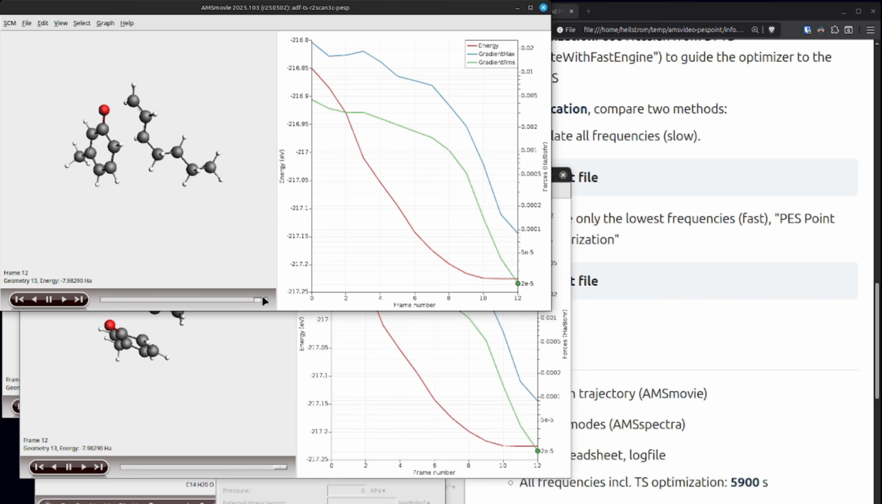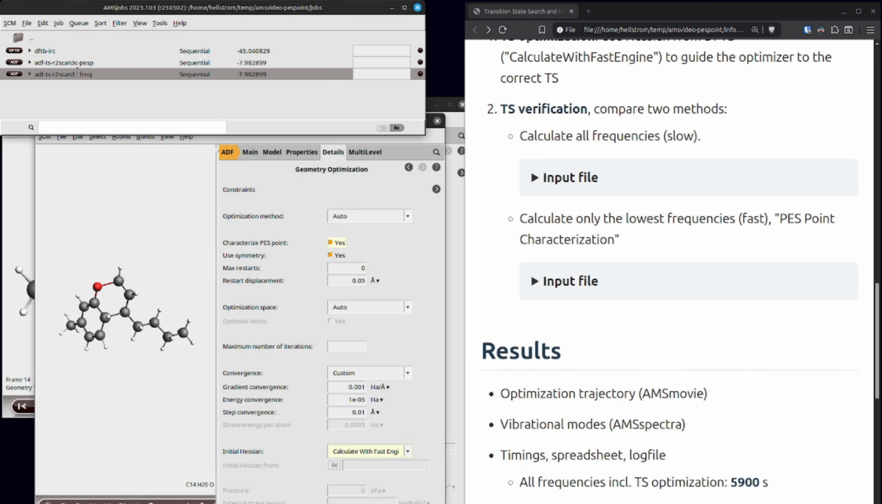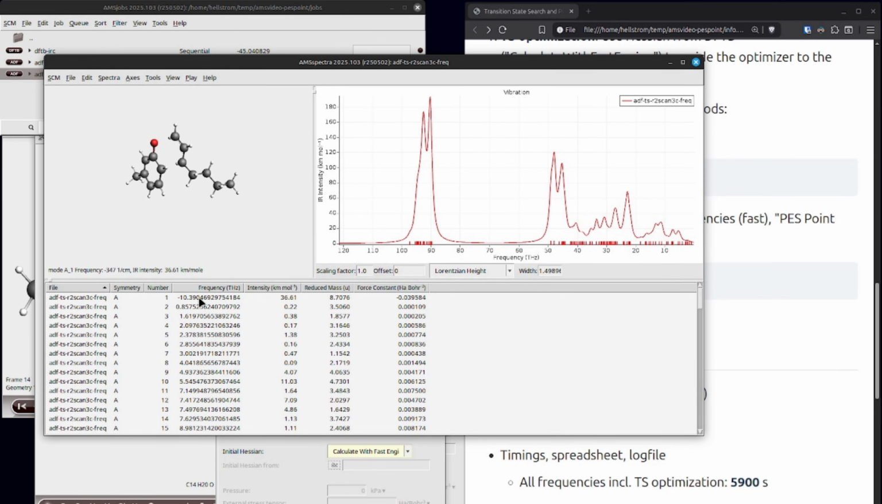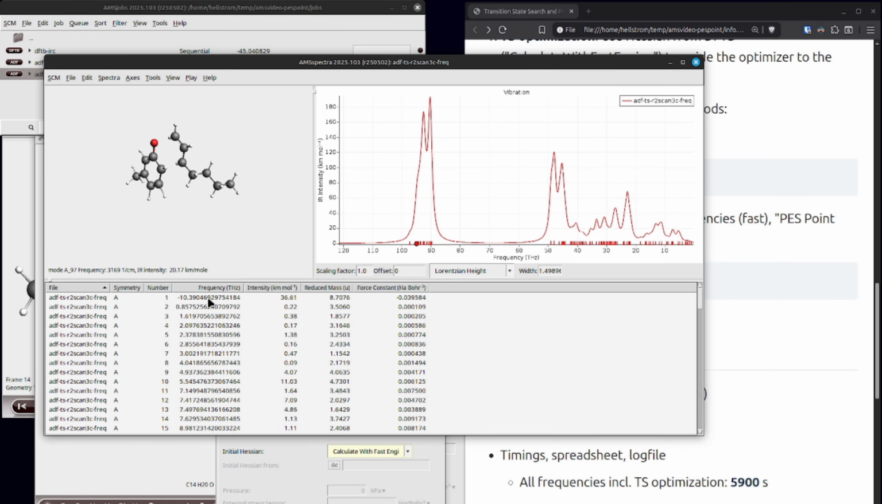But if I view this now in Spectra instead, so let's start with all the frequencies. Then we see we have one frequency that has a negative or imaginary value at minus 10 terahertz, like this, along the reaction coordinate. But you can also see I get all these other normal modes calculated as well. So I spent a lot of computational time to calculate all of these normal modes. And all I was really interested in this case was this mode up here.